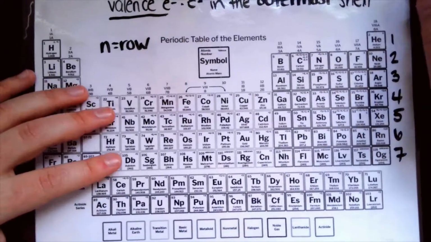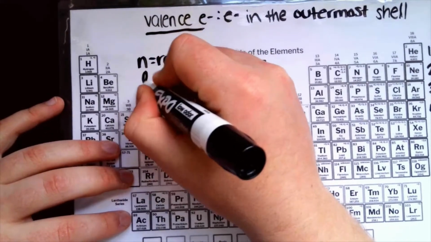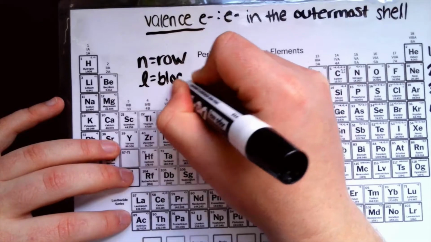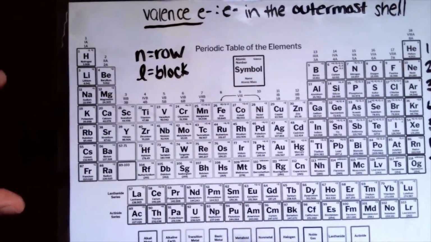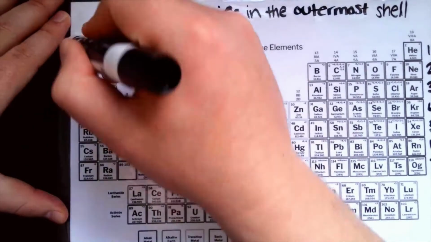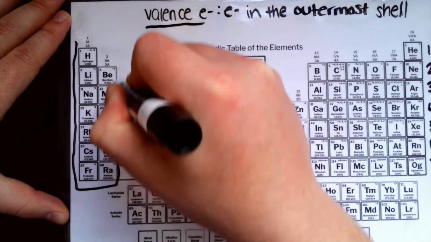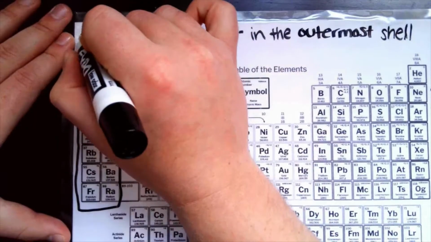Simple as that. When talking about the second quantum number, the azimuthal, you have to look at what block it's in. So what do I mean by that? Well, the periodic table can be divided into 4 different blocks. So these first two groups form what's called the S block. So right there above, S block.